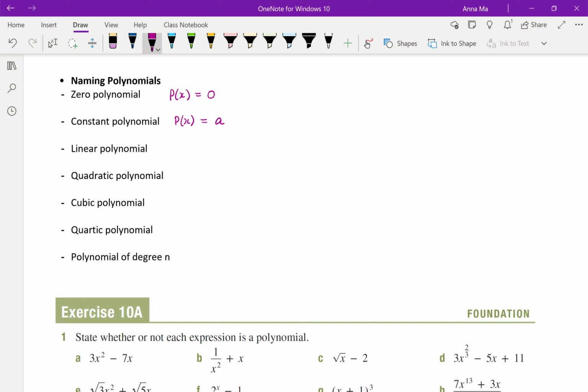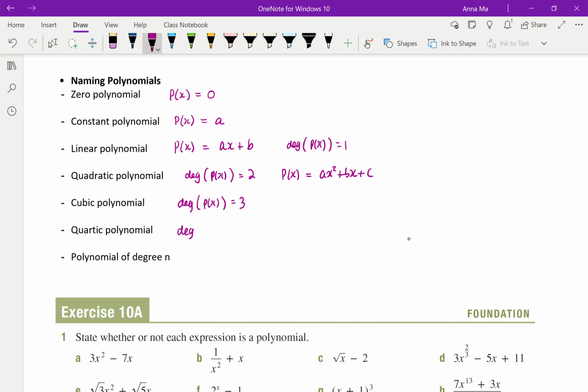Very straightforward. Linear polynomial would be a polynomial of degree 1, so that's going to be in the form of ax plus b. Or I could just say the degree of the polynomial is equal to 1. Quadratic would be when the degree of the polynomial is equal to 2, so then it's going to be in the form of this. And then it's pretty straightforward. Cubic would be when the degree is 3. And quartic gets less popular, but it's when the degree is 4.